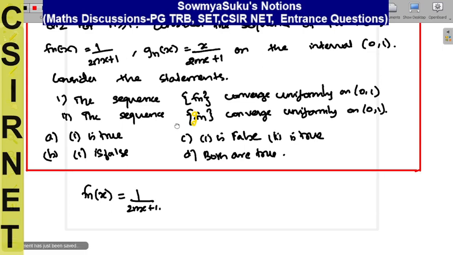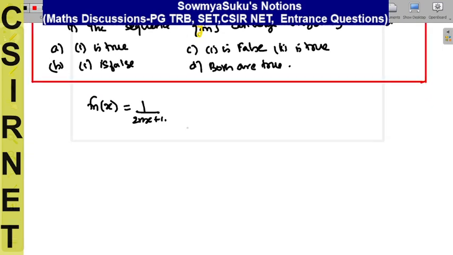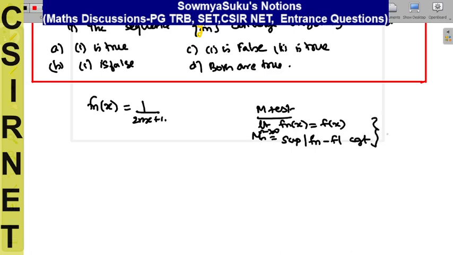For finding uniform convergence, the test is the Weierstrass M test. For that test, we have the condition that the limit as n tends to infinity of f_n(x) is equal to f(x), and M_n is equal to the supremum of modulus f_n minus f. If that limit is convergent, then we can say that it is uniformly convergent.